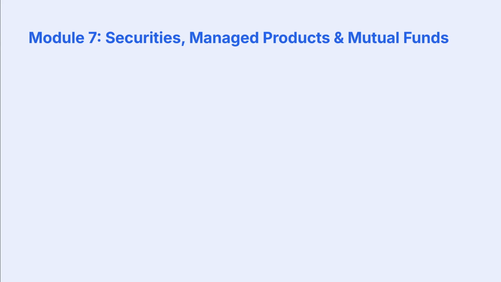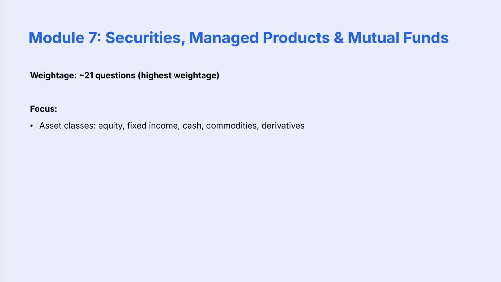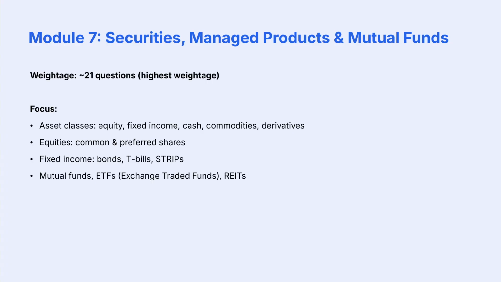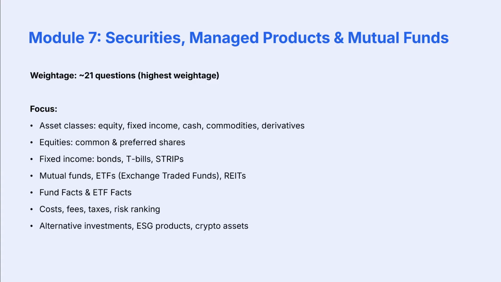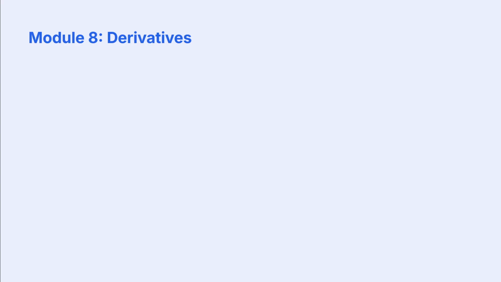And in the seventh module, there is securities, managed products and mutual funds. 21 questions would be there in the exam from this topic. So focus is on asset classes like equity, fixed income, cash, commodities, derivatives, gold, equity, common and preferred shares, fixed income products like bonds, treasury bills, strips, mutual funds, ETFs, REITs, fund facts, and ETF facts. We are going to discuss cost, fees, taxes, risk ranking, alternative investment, ESG products, crypto assets. We are going to discuss all that.